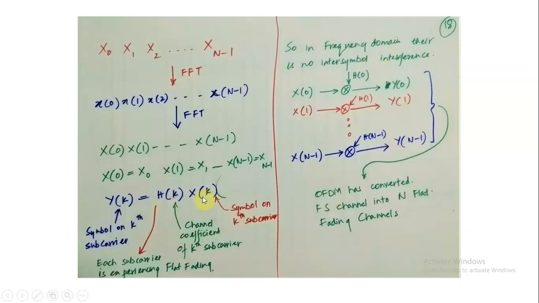In the time domain, we have circular convolution. It shows inter-symbol interference, but in the frequency domain, if you take the Fourier transform or the FFT of the convolution, it becomes a simple multiplication. So OFDM has converted the frequency selective channel into N flat fading channels. So x0 is multiplied by h0, we get y0, x1 is multiplied with h1, we get y1, and simply x_{N-1} is multiplied with h_{N-1}, we get y_{N-1}. So OFDM has converted a frequency selective channel into N flat fading channels.